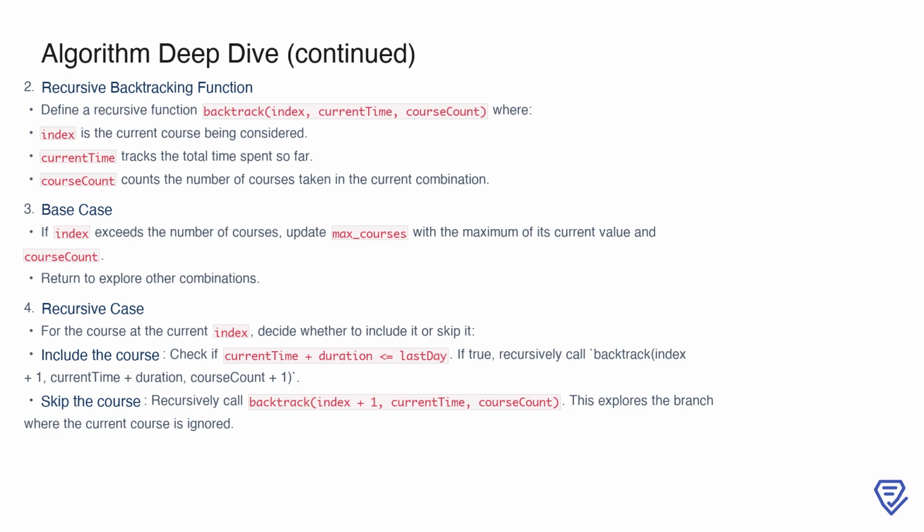Once the base case is handled, we move to the recursive case. Here, for the course at the current index, we make a decision: either include the course in our schedule or skip it. To include the course, we check if adding its duration to the current time still respects the course's deadline. If it does, we make a recursive call to evaluate this branch further, increasing both the current time and course count. Alternatively, if we decide to skip the course, we make another recursive call, this time advancing the index while keeping current time and course count unchanged. This process ensures that we explore all possible combinations of courses.